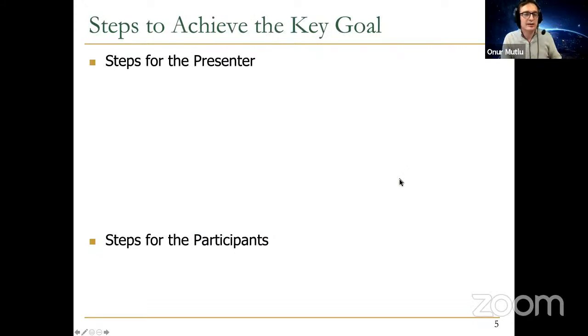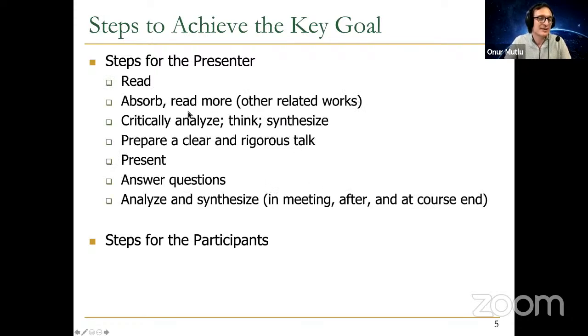So to achieve this key goal, there are steps that we need to take as a presenter, as well as the participants. So in each session, there's a presenter, and the rest of the attendees are participants. These attendees are both students who are taking the course, as well as people who are in my group. And the presenter basically needs to read the paper, absorb the paper, read more and other related works, critically analyze the paper, think, synthesize, prepare a clear and rigorous talk based on that understanding, present it, answer questions, and analyze and synthesize in the meeting, after, and at the course end also.